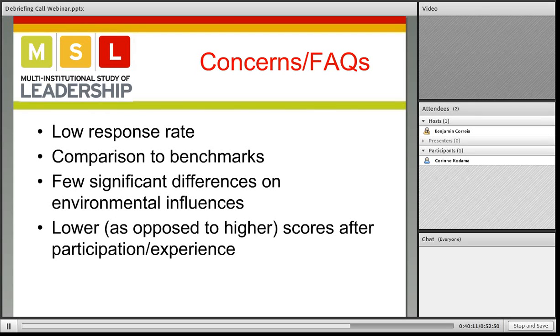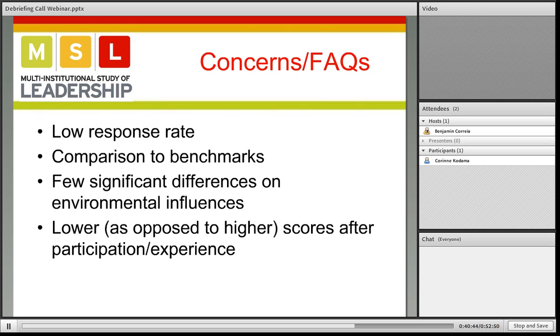Comparison to benchmarks. People use the benchmarks in different ways, as I mentioned previously. If you, for example, have a really high focus on citizenship at your institution, in your mission, in your leadership programs, you would probably expect your scores on citizenship to be higher than your benchmarks. However, if you don't have that kind of focus, there probably isn't any reason for you to expect that those scores would be higher. So it depends what you're looking at and who you're comparing yourself against.